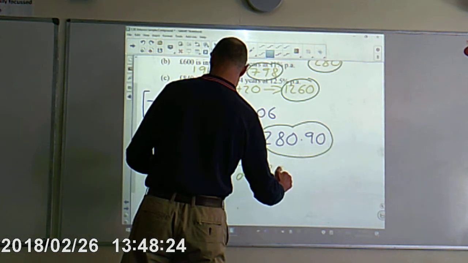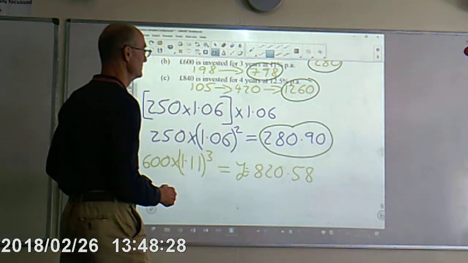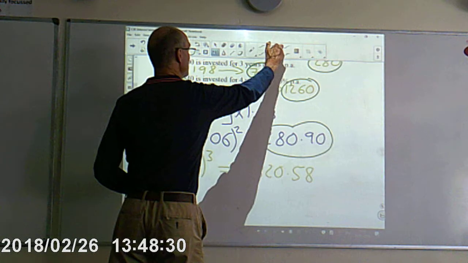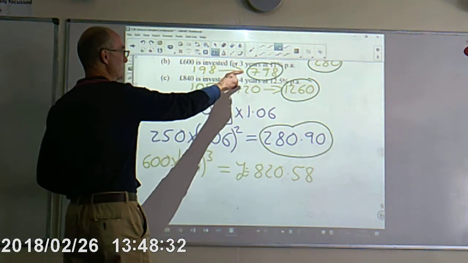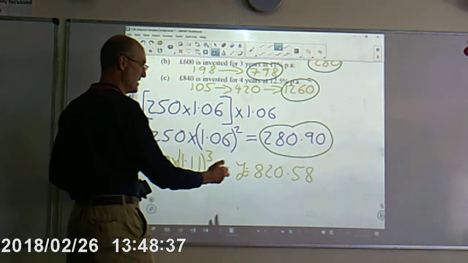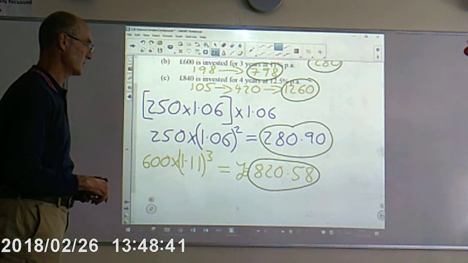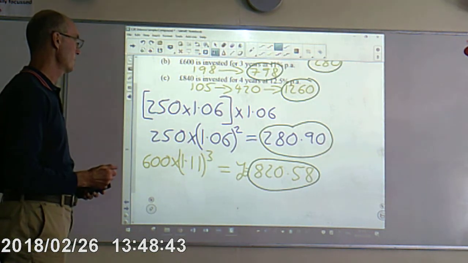£820.58. Has that made a difference? Well, we're starting to make a bit more of a difference. We've gone over 3 years here. Originally with simple interest we've got 798. Now with compound interest we've got 820. Okay, so it's starting to make a difference now.